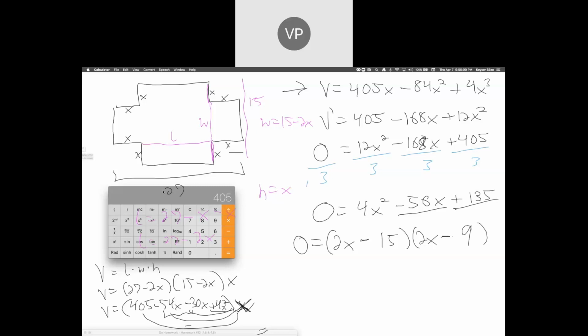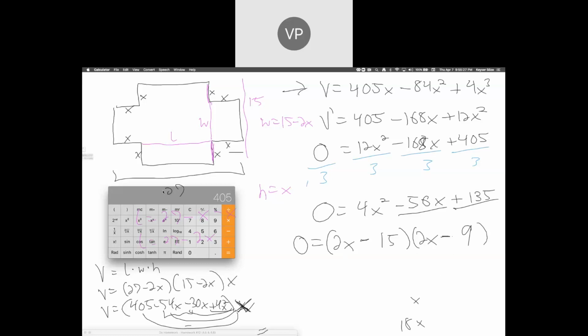Let me try to do this quickly in my head. I think that does work. Yeah, 15 times 9 is going to be minus 135. And when I FOIL it, though, I get minus 30x and minus 18x. Notice that gives me a minus 48x. Okay, so I'm not really getting that.